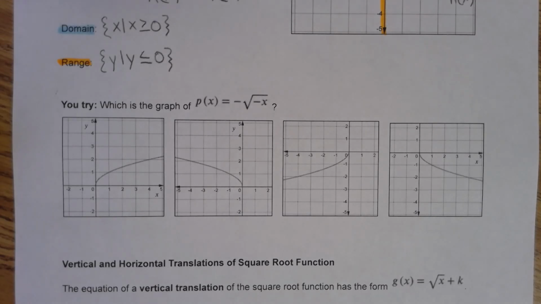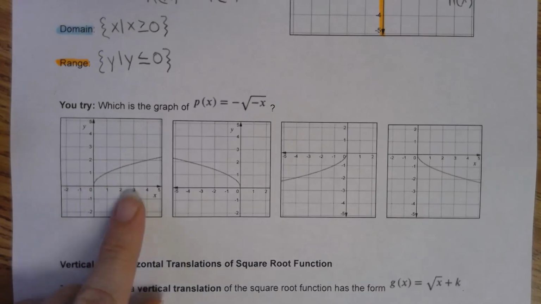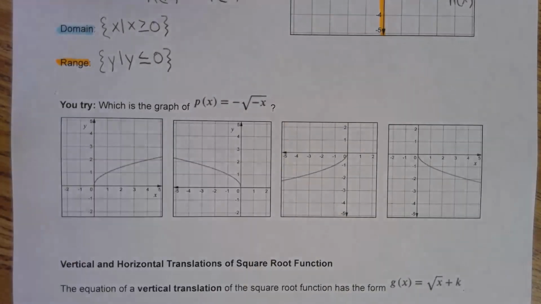So which is the graph of p of x, which is the negative square root of negative x? First of all, notice the first answer choice is the parent function. This is just the plain f of x function, so that definitely does not match p of x.